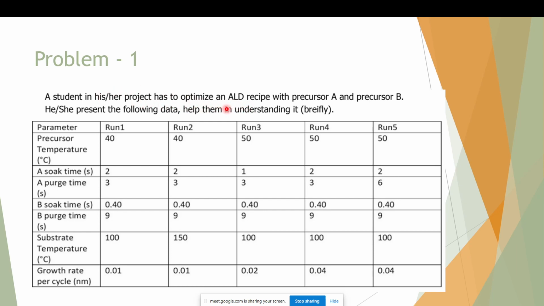A student has to optimize an ALD recipe with precursor A and precursor B. If you remember atomic layer deposition, we usually have at least two precursors, right? So these are the two precursors that we have, and he or she presents the following data. Now we have to help them understand it. So this is the data. Now let us see what are the questions that come up on the data.